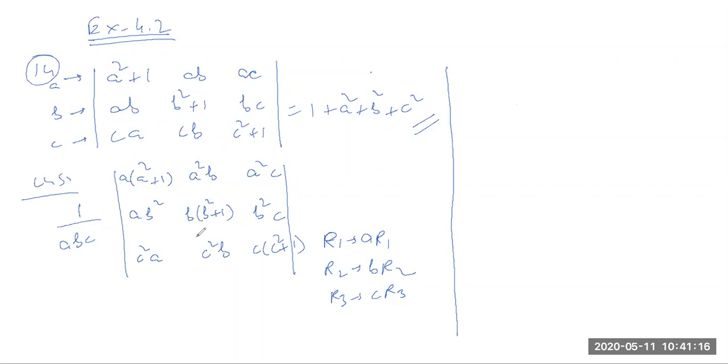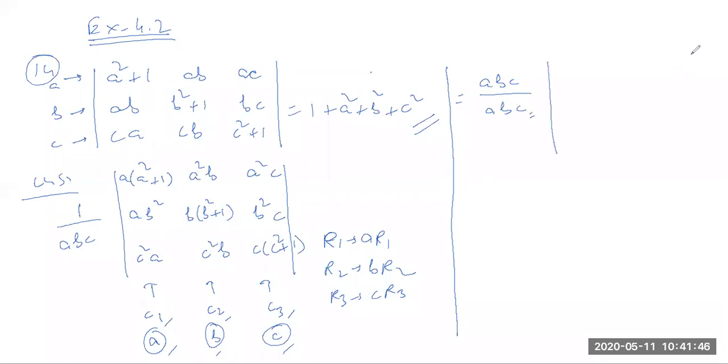Now do one thing. From C1 we'll take A common. From C2 we'll take B common. And from C3 we'll take C common. Now we'll take these three things common, A, B, C respectively. हम लोग C1, C2, C3 से common कर ले रहे हैं. So if you take common, outside you'll get ABC, and divided by ABC, this term is already present there.